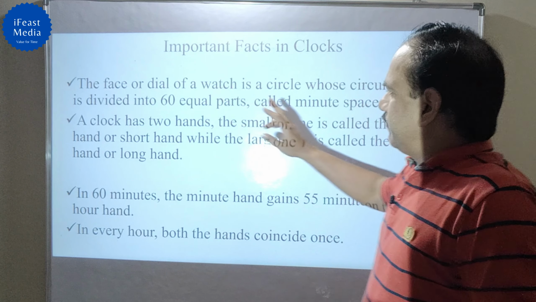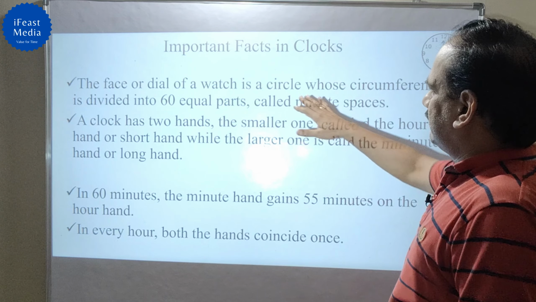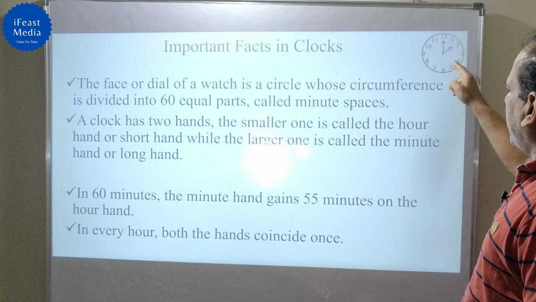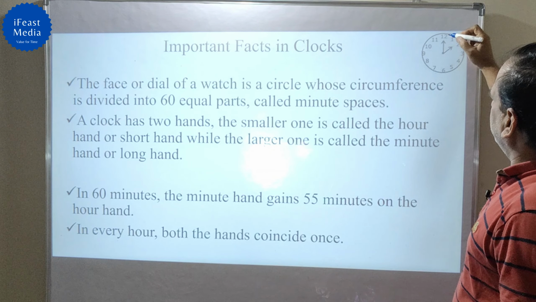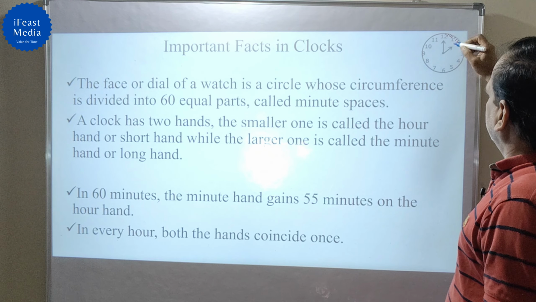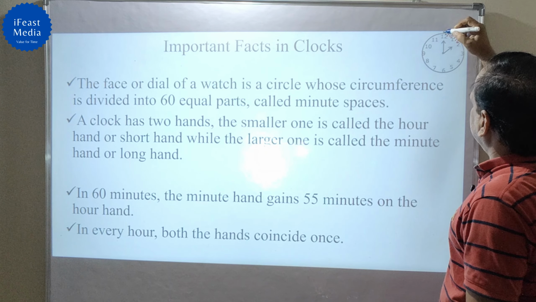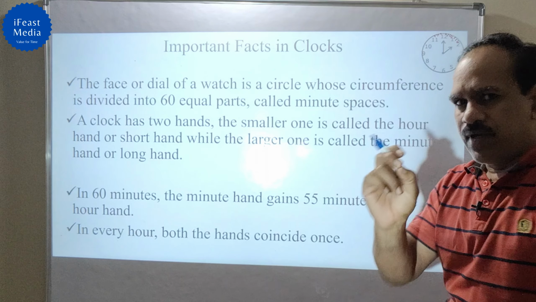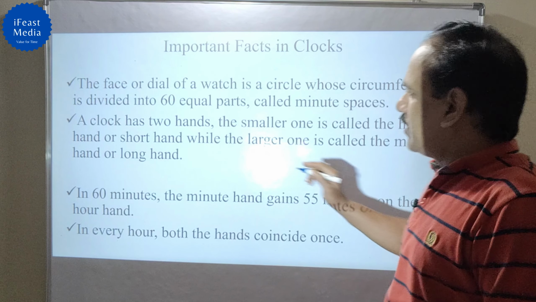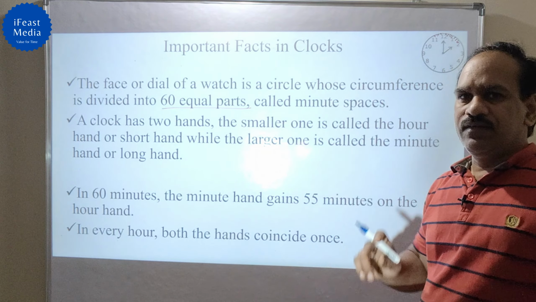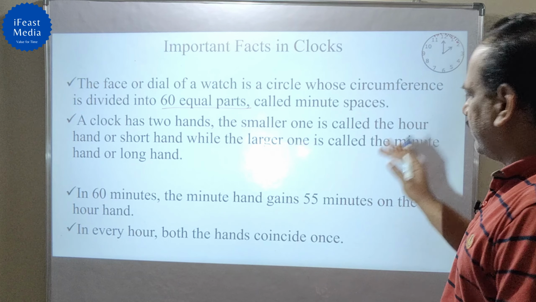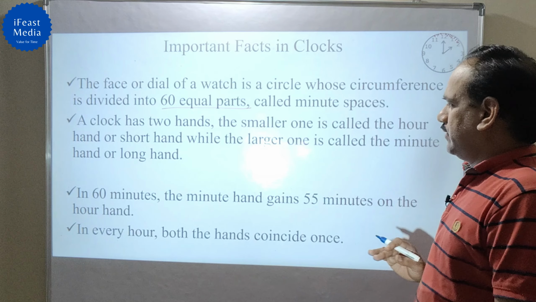The face or dial of a watch or a clock is a circle, whose circumference is divided into 60 equal parts. Right? So, you can observe in any clock 60 small lines. They are called minute spaces. So you have 60 minute spaces in any clock. A clock has two hands. The smaller one is the hour hand and the bigger one is the minute hand.